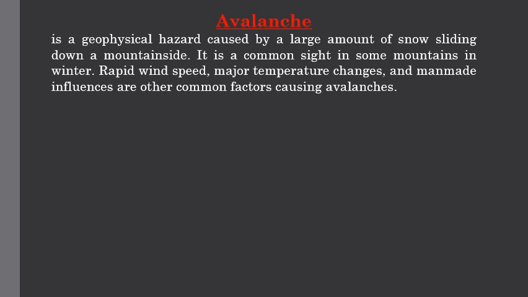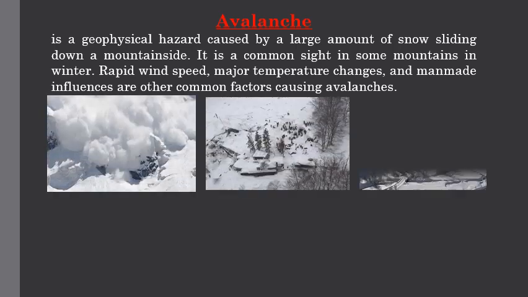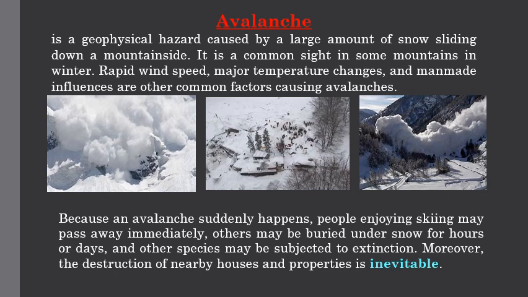Avalanche is a geophysical hazard caused by a large amount of snow sliding down a mountainside. It is a common sight in some mountains in winter. Rapid wind speed, major temperature changes, and man-made influences are other common factors causing avalanches. Because an avalanche suddenly happens, people enjoying skiing may pass away immediately. Others may be buried under snow for hours or days, and other species may be subjected to extinction. Moreover, the destruction of nearby houses and properties is inevitable.